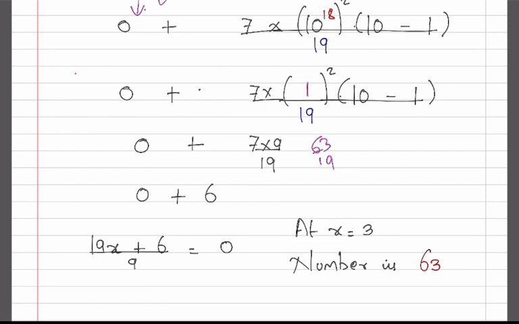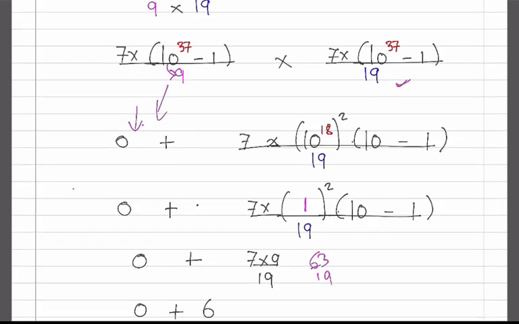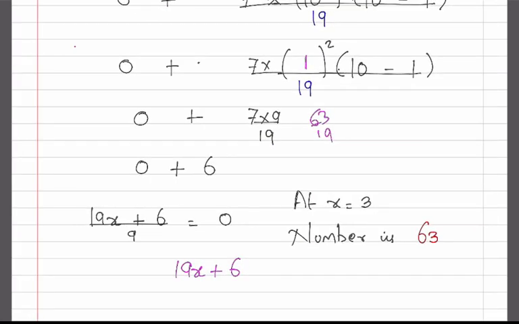When I divide it by 19, it gives me a remainder of 6. So the number will be of the format 19x plus 6. And when I divide the same number by 9, the remainder is 0. So I need a number of this format: 19x plus 6 divided by 9, the remainder will be 0.